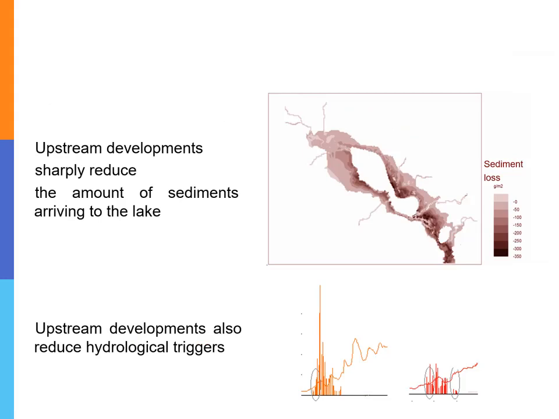The dams upstream substantially reduce the amount of sediments arriving to the lake. The water will be clearer, less muddy, but that's not good for fish production. And these dams, by slowing down the water, also reduce hydrological triggers, which is a phenomenon that we can already see in Khone Falls, where fishermen say that a number of species do not try to migrate through the falls anymore because they don't perceive the flow difference from day to day.